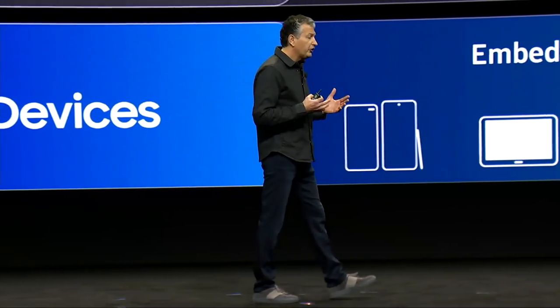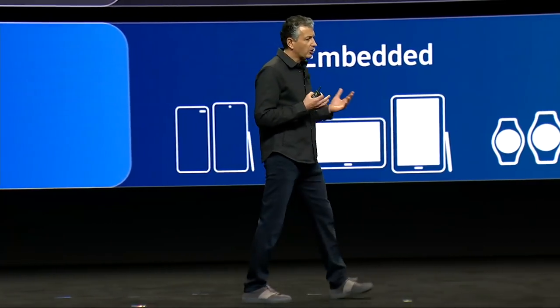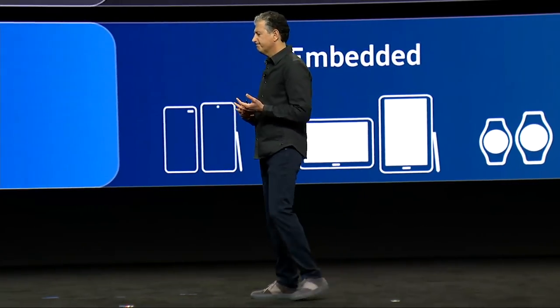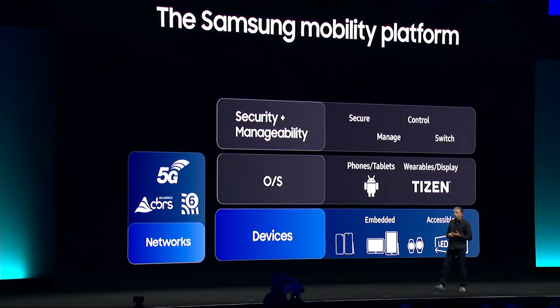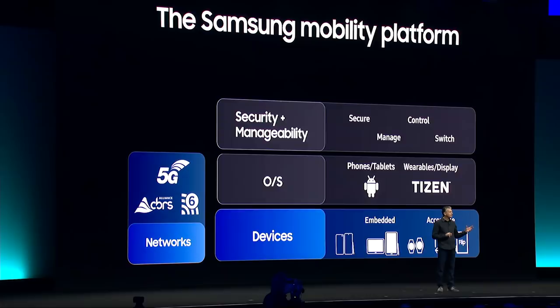Now, as was just mentioned, our devices are very unique. They're the most innovative in the marketplace. They have features that we can touch and experience, like the S Pen, the camera, the screen. And they have features and functions which are embedded: AI, blockchain, and the most advanced communication modules for the most advanced networks.